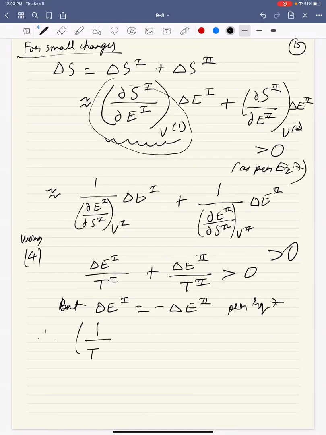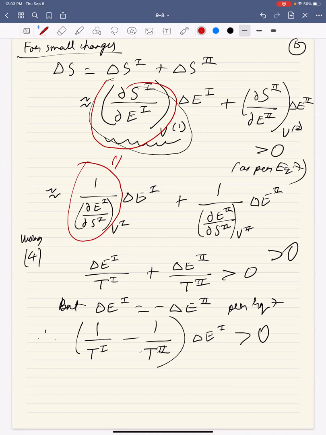So therefore, 1 by T1 minus 1 by T2, delta E1 is positive. Yeah, go ahead, Sophia, you had a question. So how do you get from delta S1 over delta E2? Oh, that's just multivariable calculus, right? This thing is equal to this thing. F as a function of x, y, z, right? So I'm comparing partial f by partial x at yz to 1 over partial x by partial f at yz.